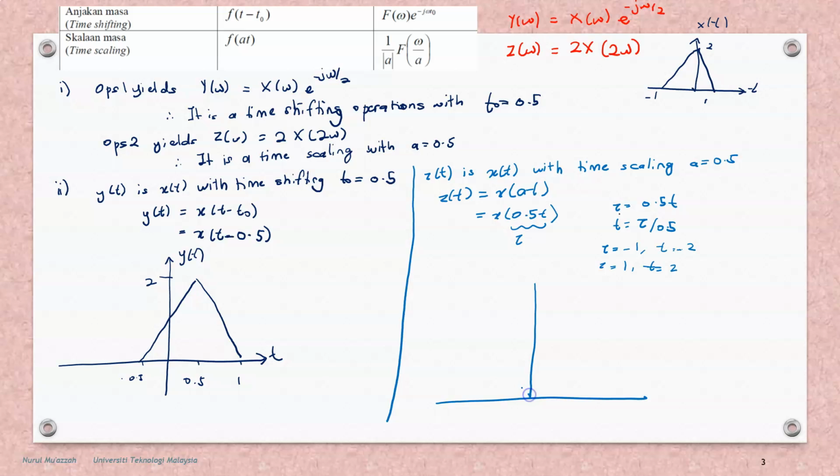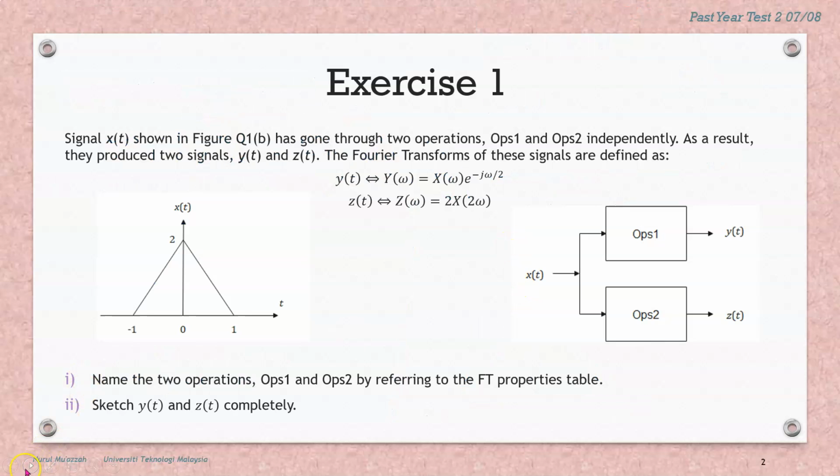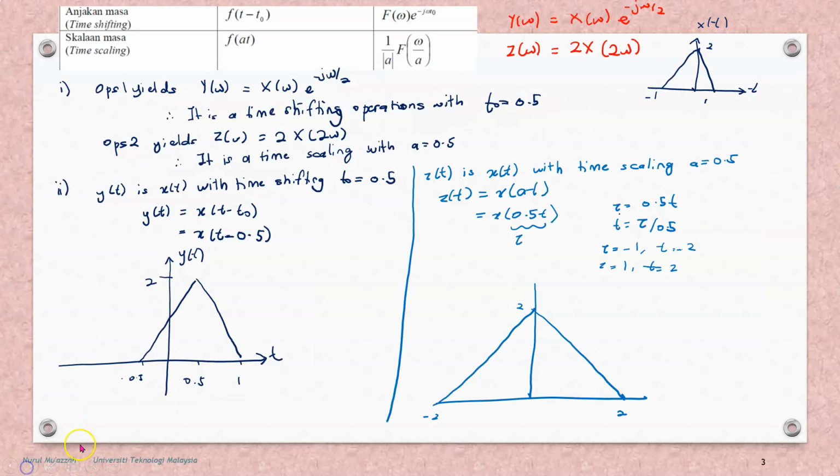So from here you can draw the new triangle which starts from -2, and the amplitude remains the same because now we are talking about the time domain. Even though in the spectrum, or the frequency domain, the amplitude scaling will become 2, this one is the time domain, so there is no amplitude scaling when you perform the inverse Fourier transform. It's only time scaling. So you label this as zt. This is the answer for exercise 1.